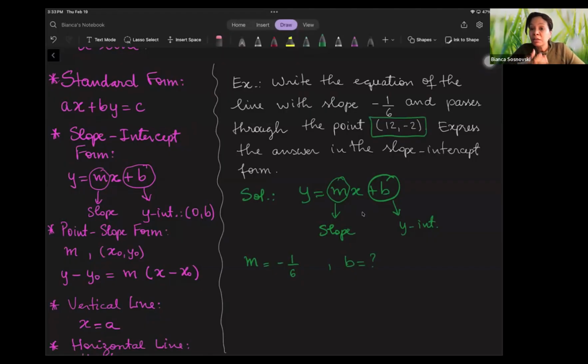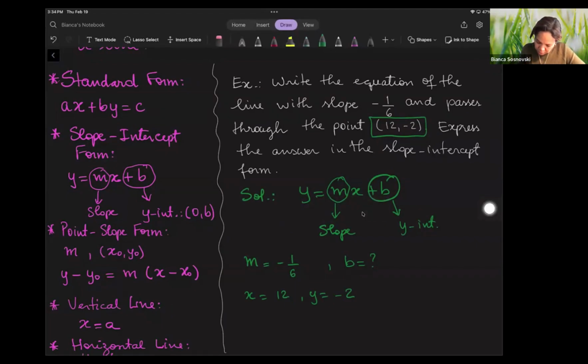But that point gives us x and y values that work for the equation that we want to write for this line. So we take x from the point as 12 and the y value from the point, -2. And now we put everything into the form of the equation that we want to complete. So if you put this in the form, we have y, which is -2, m, -1/6. We have x, which is 12, and then we're going to find out what b is.